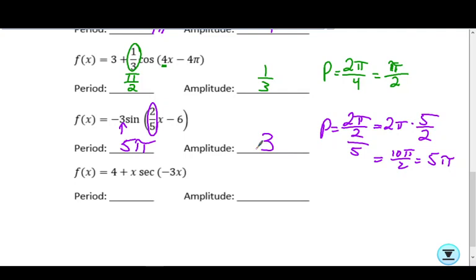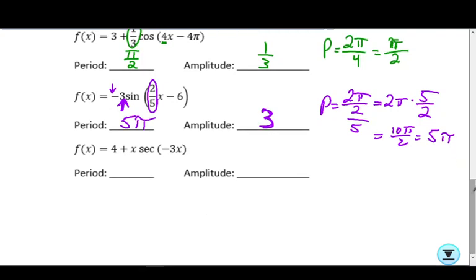You need to be very careful on problems like this, because the amplitude is the number. This negative sign right here is actually another transformation. That's a vertical reflection. The amplitude is a distance, so it should always be the absolute value of whatever this number is. That's a common mistake that people make, and they'll tell me the amplitude is negative 3. The amplitude is 3. The negative is just telling me that there's been a reflection in my function.